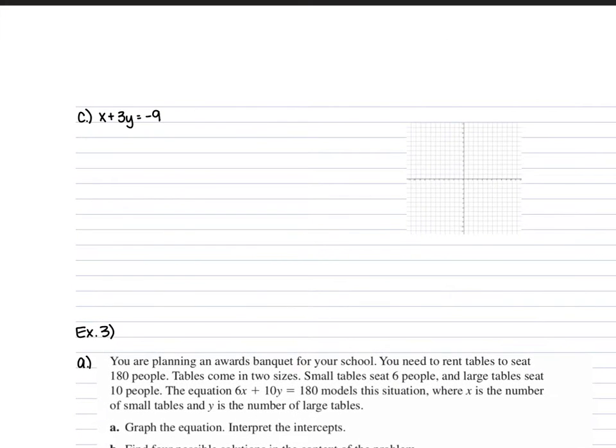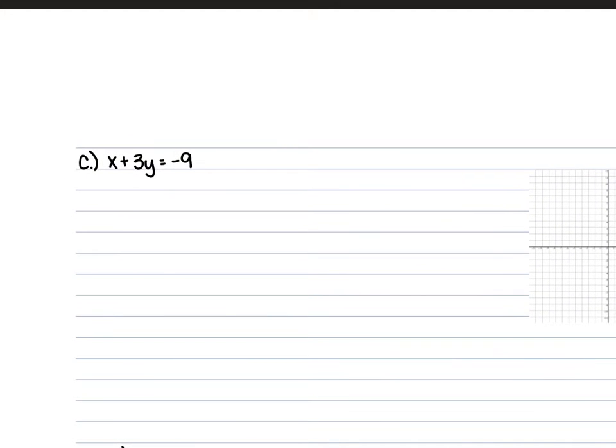For our next example, we're given x plus 3y is equal to negative 9. So for this one, again, we're going to just find the x-intercept and the y-intercept. To find my x-intercept, I'm going to plug in 0 for y. So this is going to give me x plus 3 times 0 is equal to negative 9. That 3 times 0 is just 0, so we can cancel it out. And we're just going to have that x is equal to negative 9. So this is the ordered pair negative 9, 0.